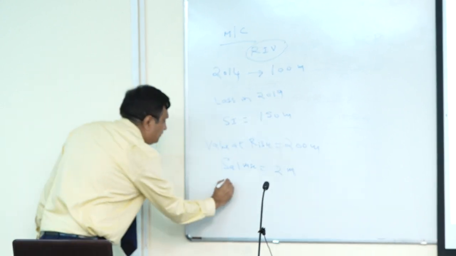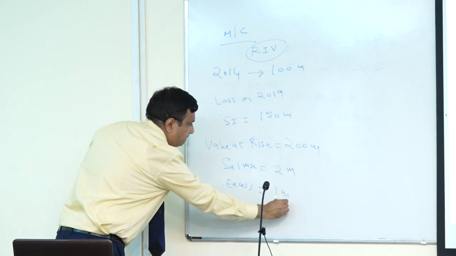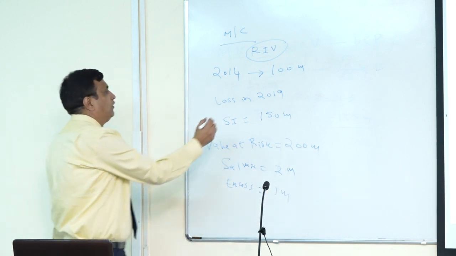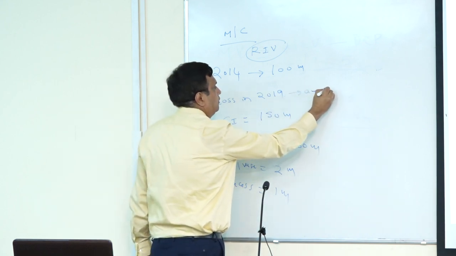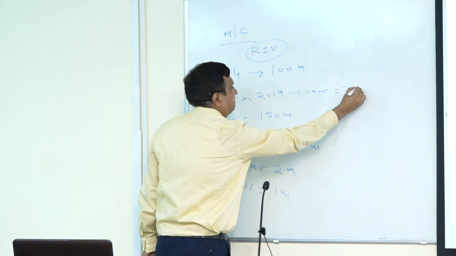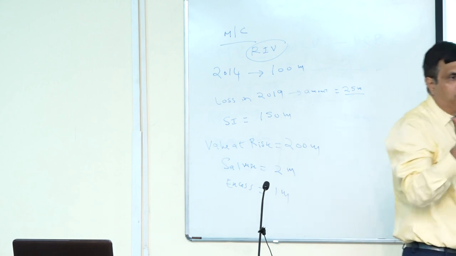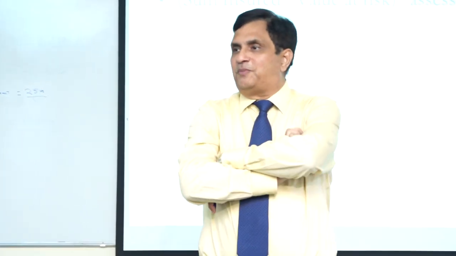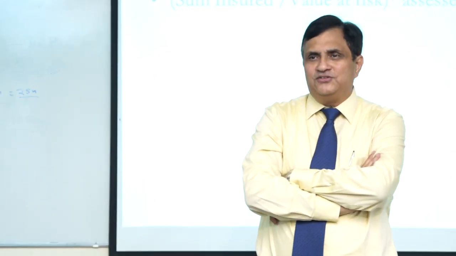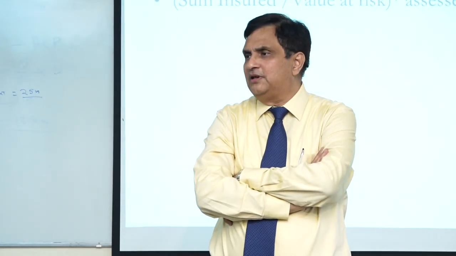The excess of the policy is say 1 million. The total loss is 25 million. That means there was a machine. It was not totally damaged. It was damaged partially. To repair it, some parts were replaced. The repair cost, parts replaced, is 25 million.